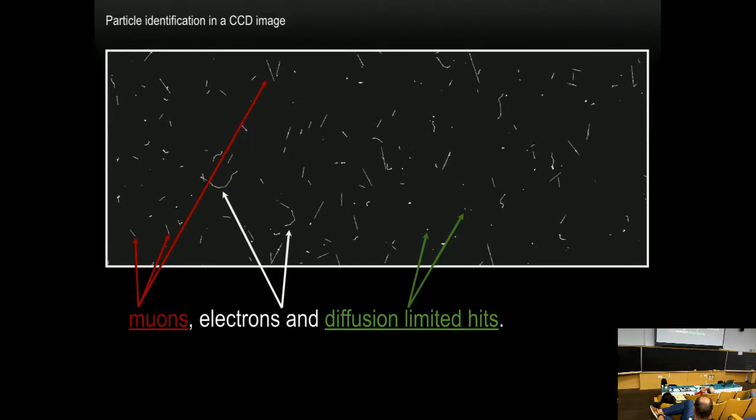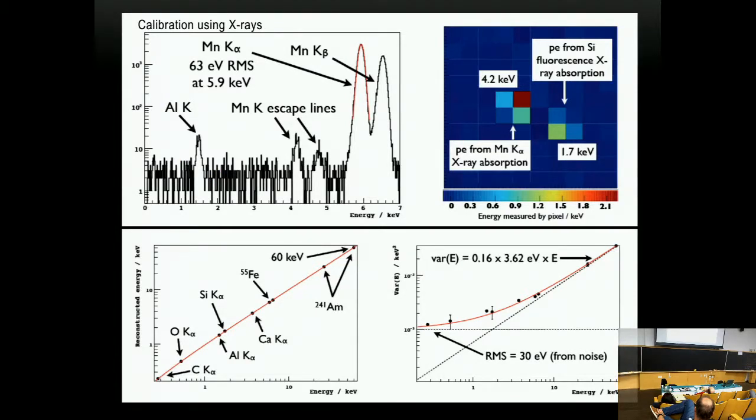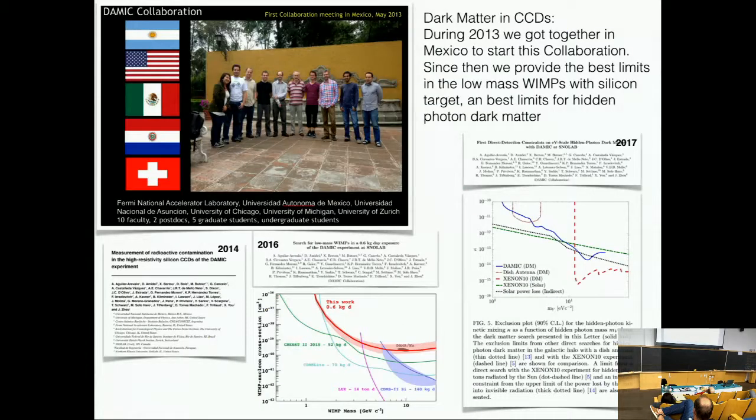So this is how the images look, and when we look for dark matter, we just put the detector in a place where everything else is suppressed by a shield, going underground, and we try to count how many of these dots we see. That's the job, right? This is a very good detector for X-rays, so we can calibrate it very precisely with X-rays. We do that all the time.